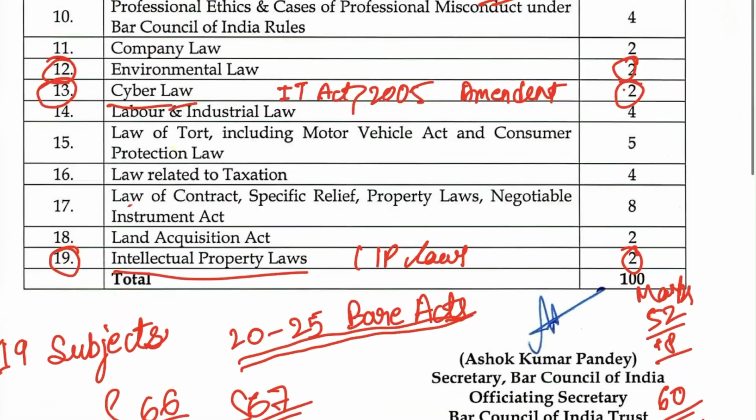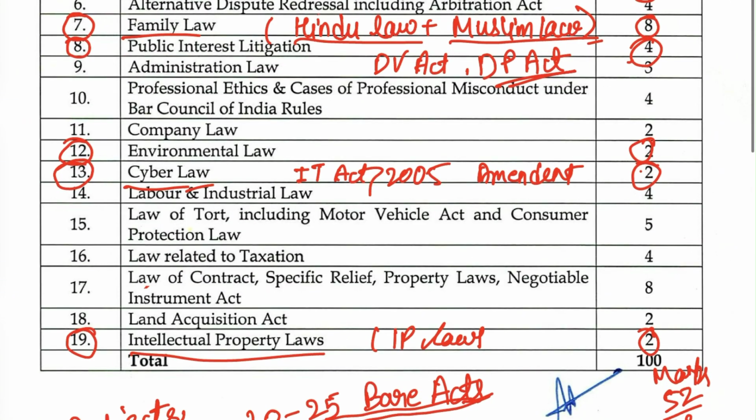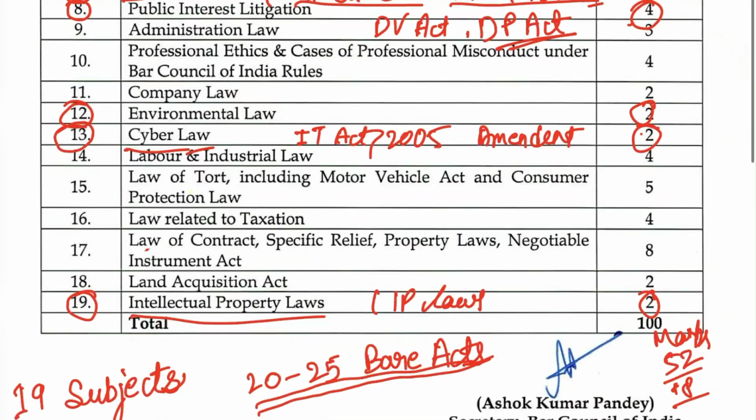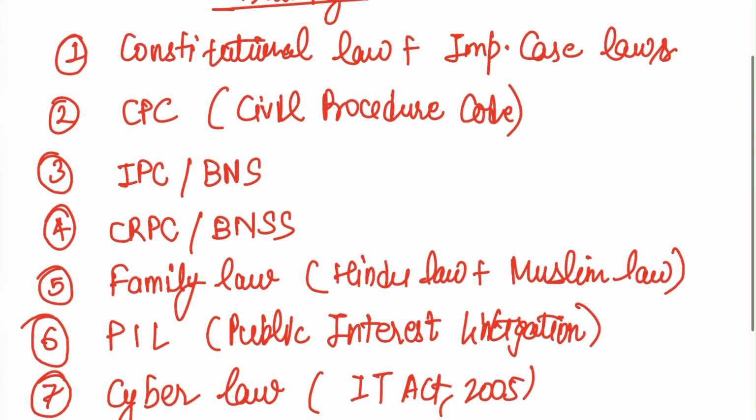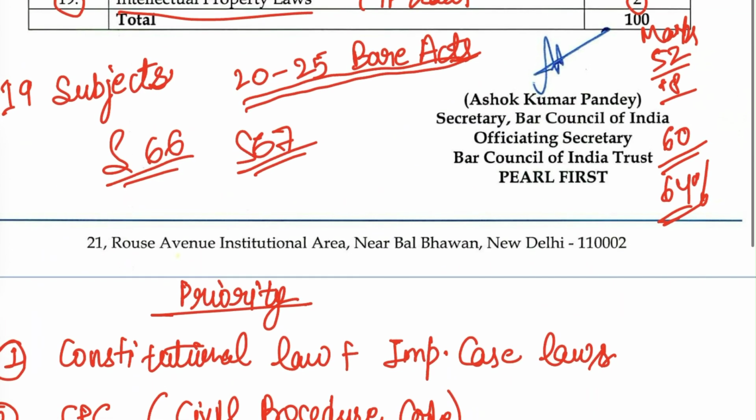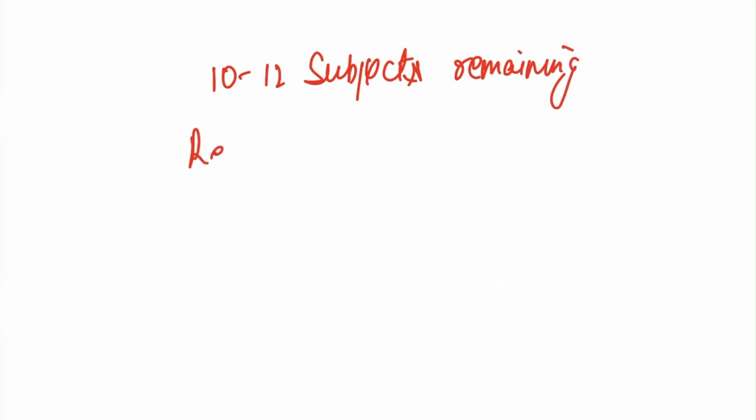So see, from the 19 subjects, you need not prepare all the subjects. You have to just go with the 9 subjects thoroughly, and I'm very sure you are going to crack this exam. The remaining 10 to 12 subjects, what you have to do is read the index.